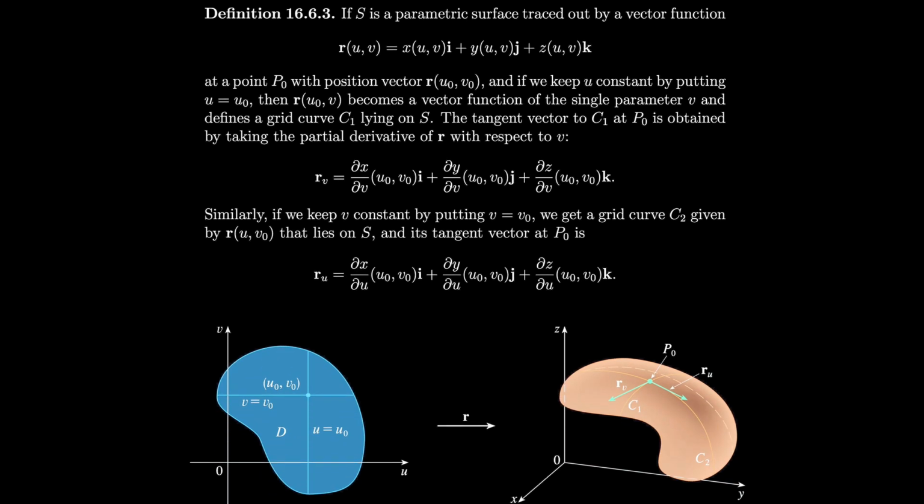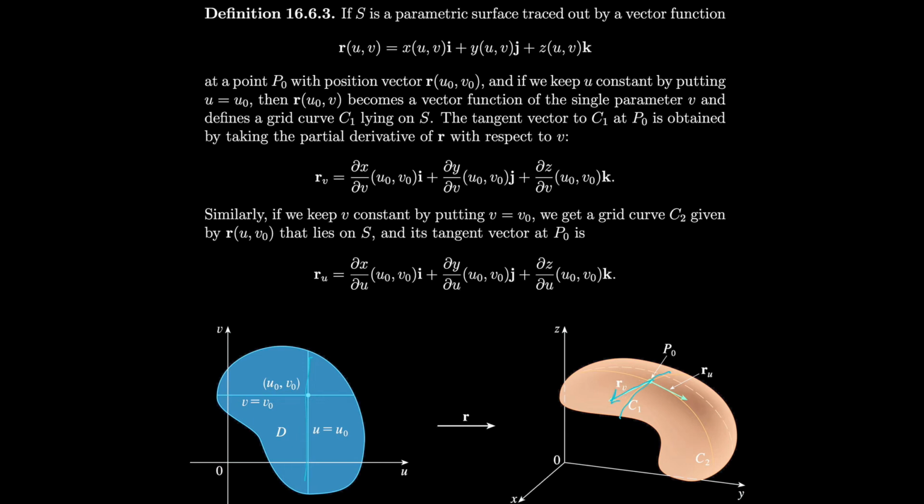Next, if S is a parametric surface traced out by a vector function r of u v, then at a point p0 with position vector r of u0 v0, if we keep u constant by putting u equal to u0, then r of u0 v becomes a vector function of the single parameter v. So it defines a grid curve, as we've seen, C1. So that's when u equals u0. But then the tangent vector to C1 at p can be obtained by taking the partial derivative of r with respect to v. So that would be this guy over here.